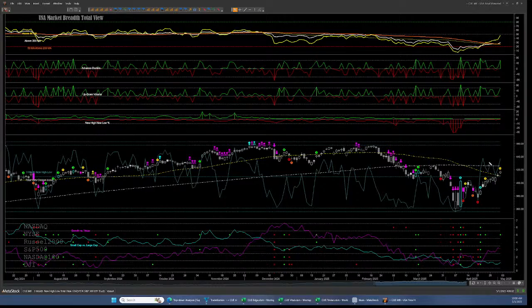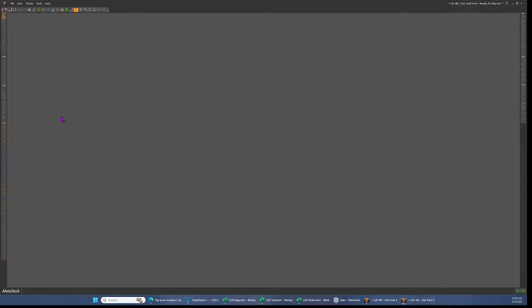Now the 3-month new high low is in the bullish territory. The percentage of stocks above 50-day moving average is clearly trending up. Is it bullish and low risk entry point now? Let's look at the weekly daily to decide that.